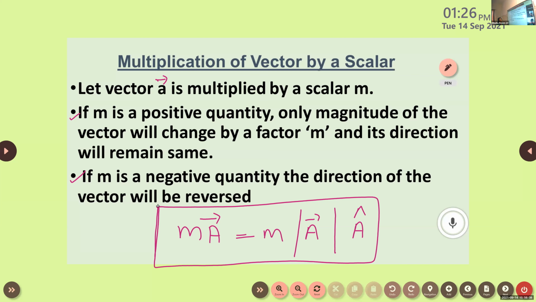If M is a positive quantity, only the magnitude of the vector will change by a factor M and its direction will remain the same. If M is a negative quantity, the direction of the vector will be reversed.